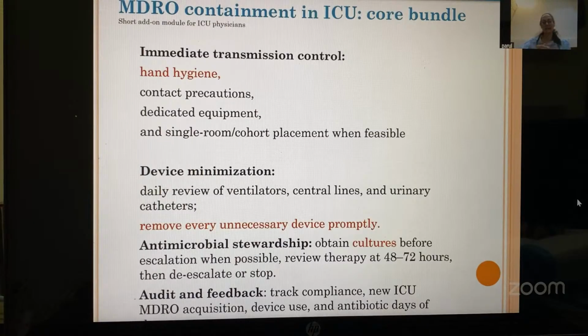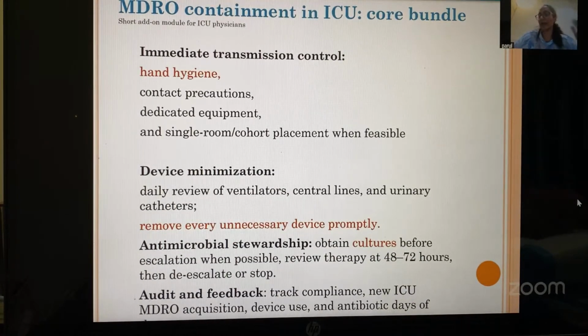The third thing is device minimization. If a patient needs a ventilator, central line, or urinary catheter, we will have to give them. But what is important is to review every day whether we can remove it or not. A review or a checklist of this guideline to check if the device can be removed is a very, very important part of our daily ICU. So besides taking the initial history, we take every step to prevent transmission, and then we think about our devices: whether the patient needs that device or whether we can give him a break from the device.